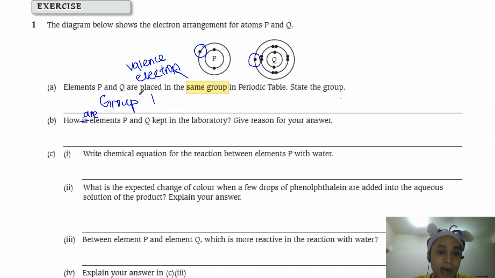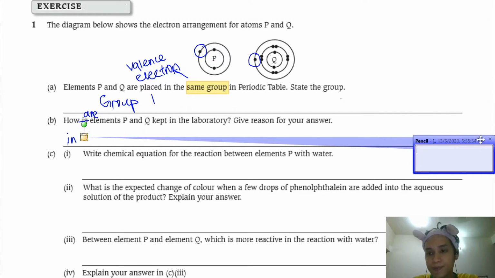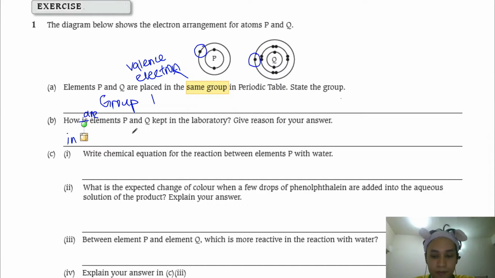So group 1 are metals, alkali metals, right? Remember, these metals are reactive towards oxygen and water. So we need to keep them in paraffin oil. Basically they are kept in paraffin oil.